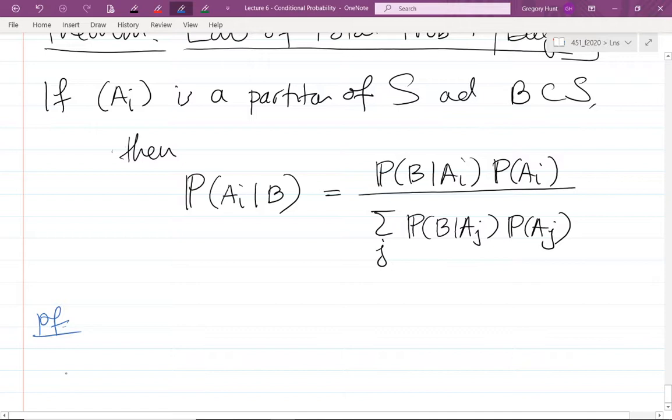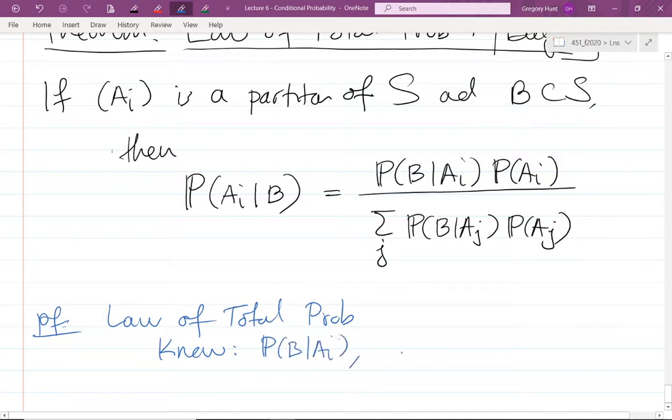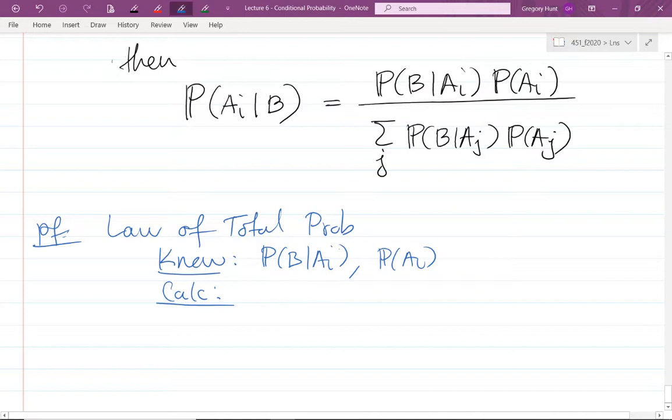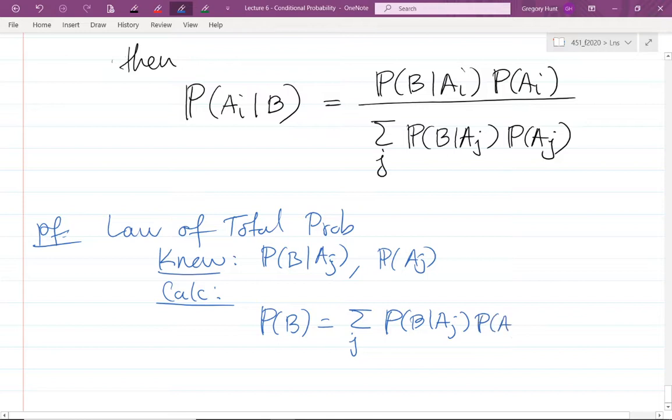So let's do the proof or the argument for it. The law of total probability: we knew the probability of B given A sub I, and we calculated the probability of B. In fact, we can write out the answer. We calculated the probability of B as the sum. We can use J instead of I, let's just change the indices here, A sub J. Doesn't really matter. This is the probability of B given A sub J times the probability of A sub J.